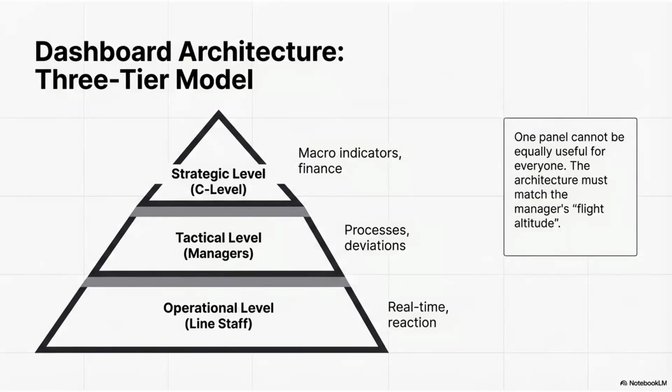When designing it, there is one fundamental rule. There is no universal dashboard. An information panel simply cannot be equally useful for all company employees. The detailed information that for a warehouse shift supervisor becomes miserable noise for the CEO, which only gets in the way. That is why modern business analytics employs a strict three-tiered architecture, which is formed according to the managerial flight altitude of a specific user.